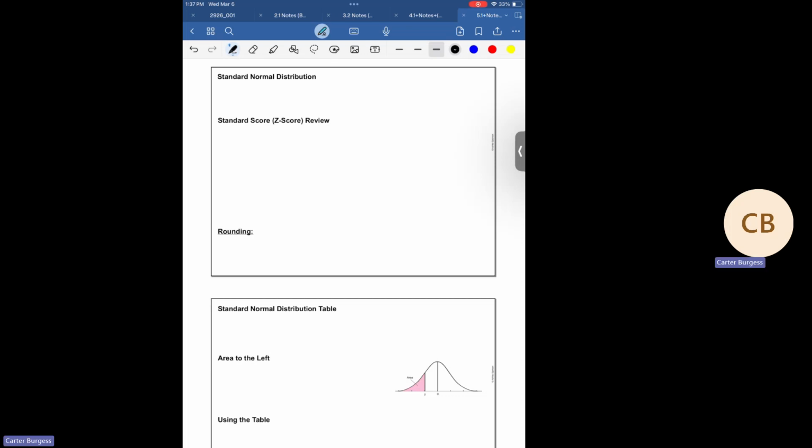The way that we do that is through what is called the standard normal distribution, which is the exact same thing as the normal distribution, except we know that the mean is always equal to 0 and the standard deviation is always equal to 1. And what this essentially does is convert our X values into Z-scores.